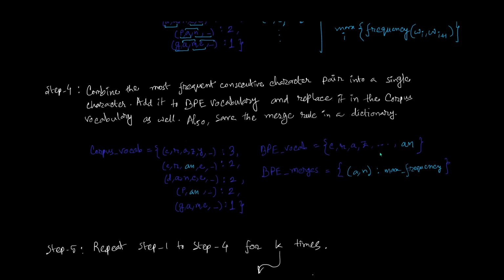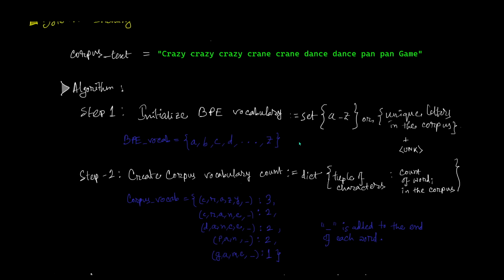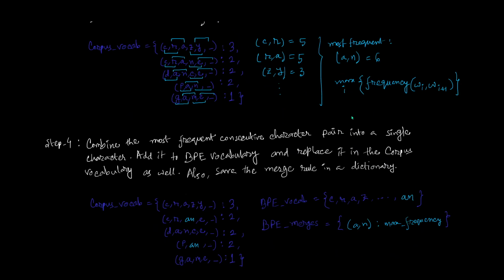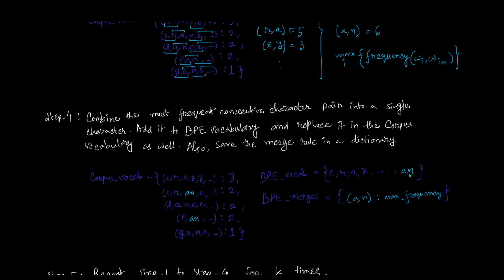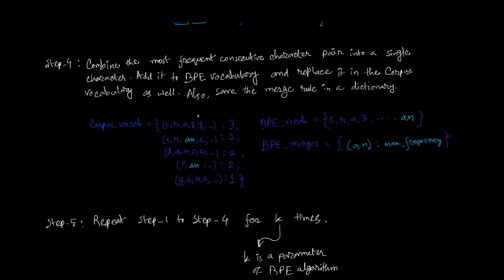We are appending AN in the BPE vocab. So whatever BPE vocab we created in step 1, A to Z or unique letters, we are going to append to it now this most frequently occurring character pair. We are also going to do another thing. We will change our corpus vocab a little bit. You see, once we have got that AN can be merged together, there is no point of keeping A and N as separate character entities. We can just merge it in the corpus also, and keep it as a single entity.